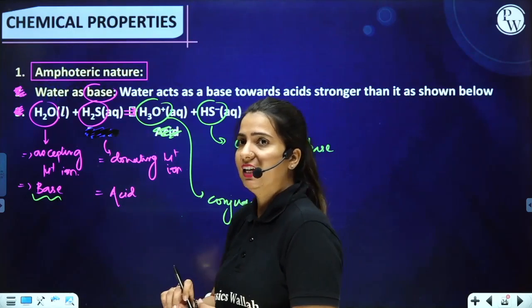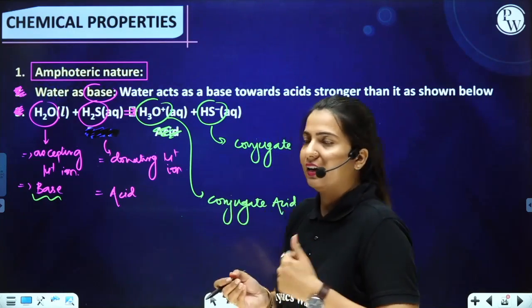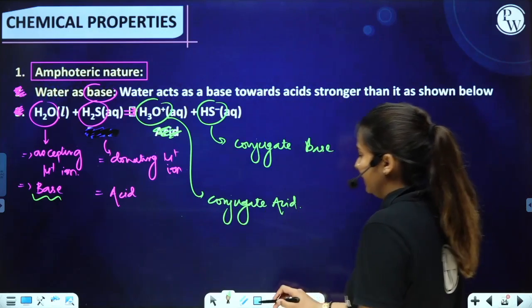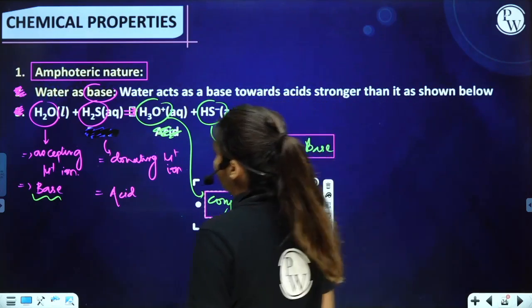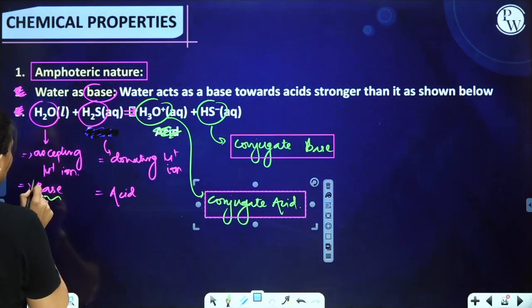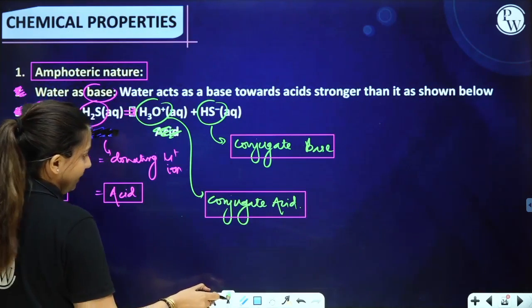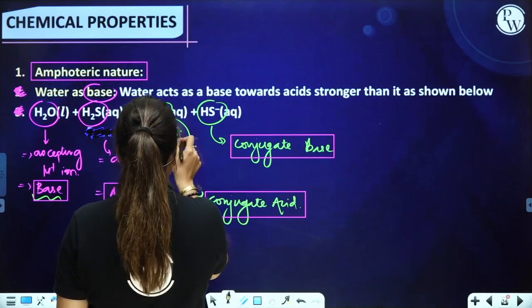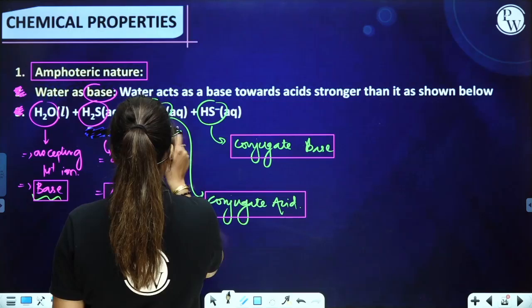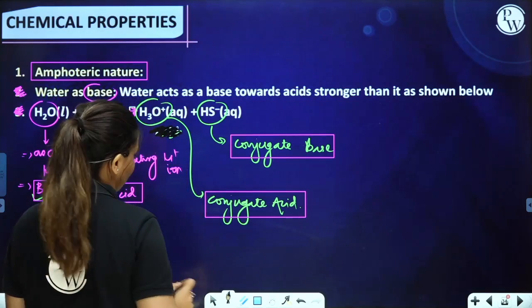H2S is having the nature of an acid. When it is donating the H positive ion, it will behave as a conjugate base. Always remember these things. Do not forget this. I should make a clear observation over here so that you don't get any confusion. This is the typing error we have over here.